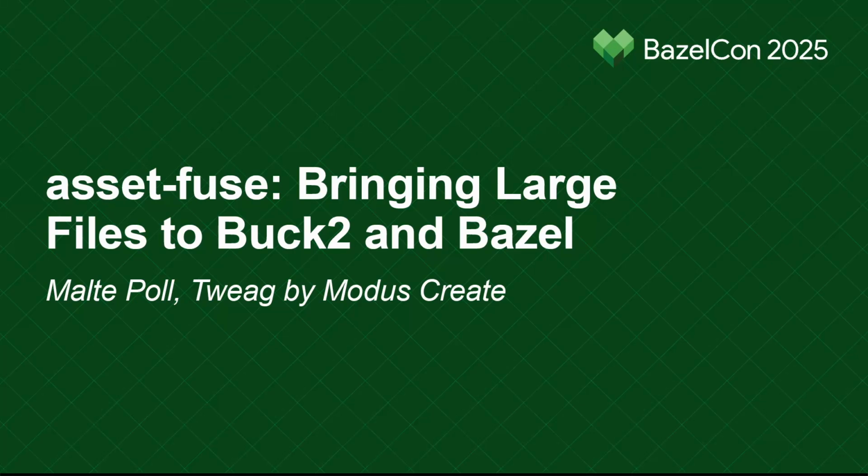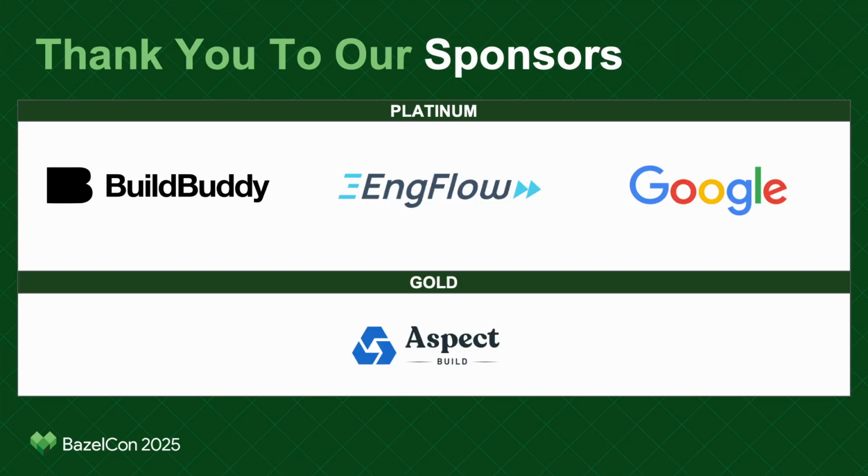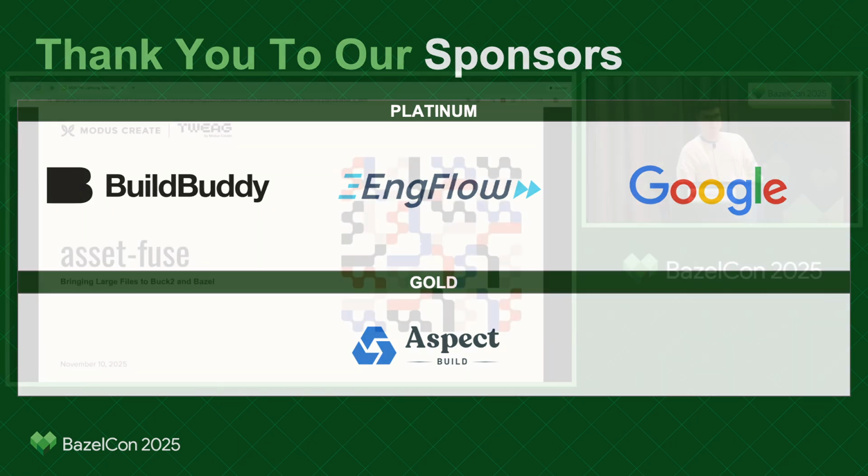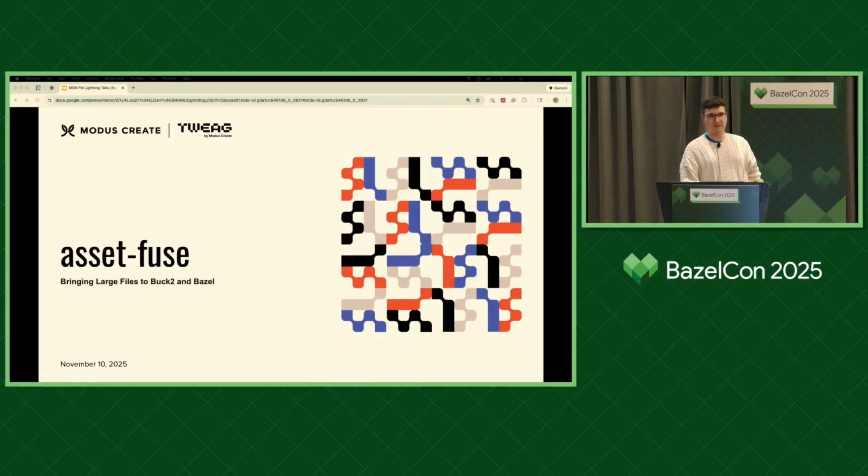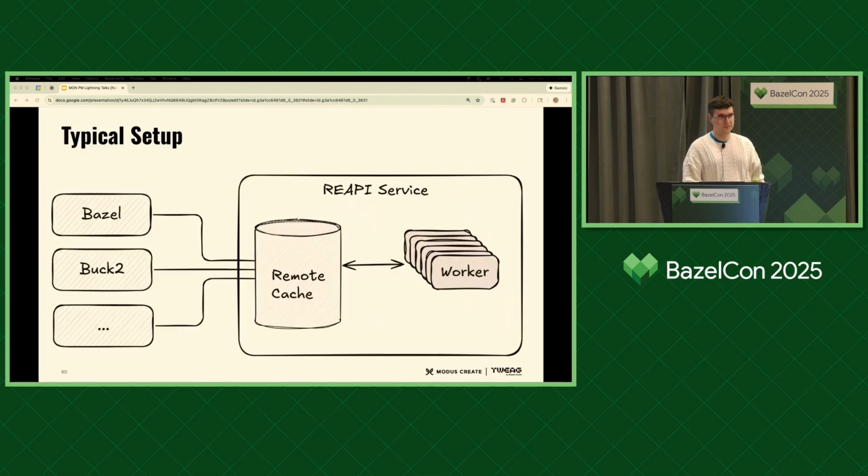So yeah, welcome to my talk. I'm going to talk about asset fuse. Asset fuse is a fuse file system that we wrote at Tweag, and it allows you to optimize for very large files that you want to feed into Bazel or Buck2.